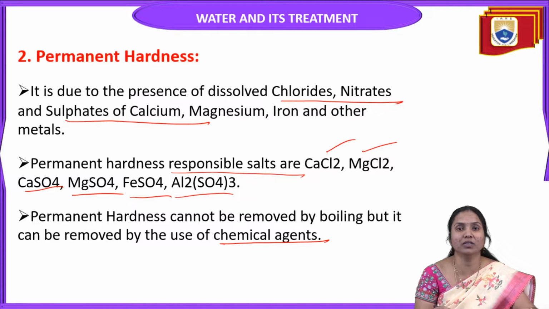Temporary hardness causing salts are the calcium and magnesium bicarbonates present in water, which can be easily removed by boiling. Permanent hardness is caused by salts like calcium and magnesium chlorides, sulfates or nitrates present in water. This permanent hardness cannot be removed easily by boiling, but it can be removed by using some chemical agents.